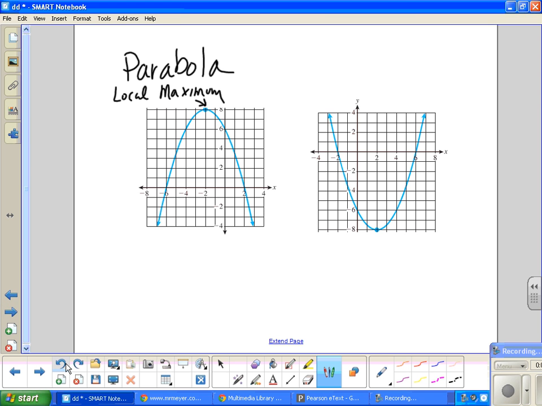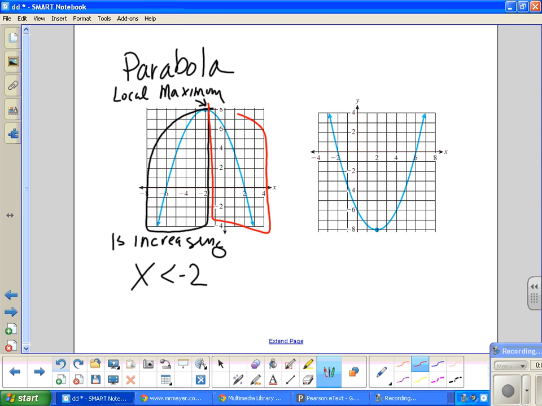This parabola is increasing in this area right here, the portion where it's increasing. There's a few different ways to talk about that. I guess you could say it's increasing for x values that are less than -2. And then from the point where it turns, we would call this where it is decreasing. This is for x values that are greater than -2.